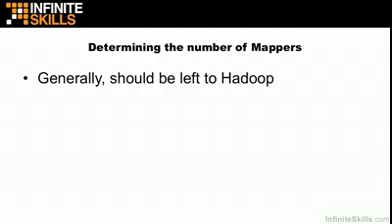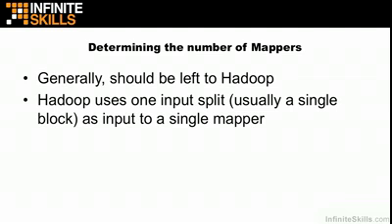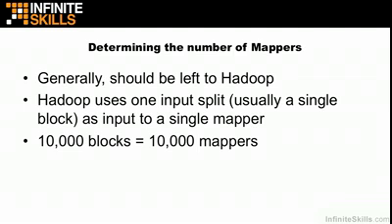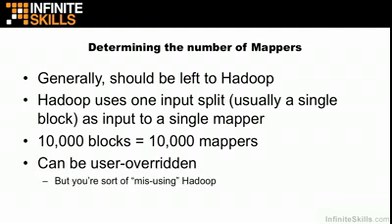In Hadoop, we generally leave the decision of how many mappers to run up to Hadoop. Hadoop by default uses one single input split, which is usually a single block, as the input to a single mapper. This ensures that local data on that disk where the mapper is running is getting pulled in and then processed by each individual mapper. For example, if we had a file that had 10,000 blocks inside of it, we would end up with 10,000 mappers by default in Hadoop. The user can override this if they choose, but if you do this, you're sort of breaking or misusing Hadoop. By using anything other than a single block as input to a mapper, you're forcing Hadoop to maybe shuffle bits across the network rather than local disk.